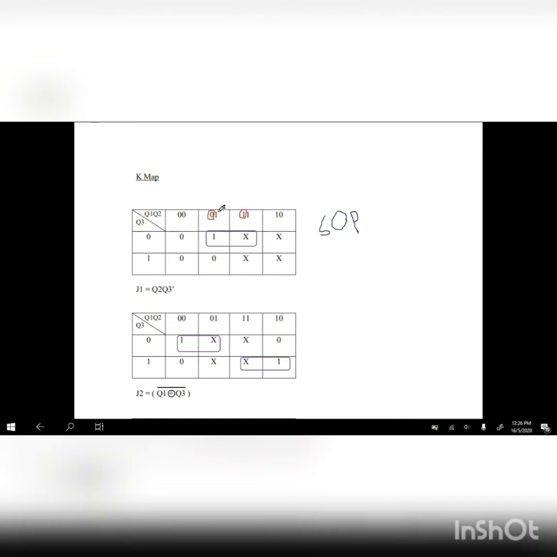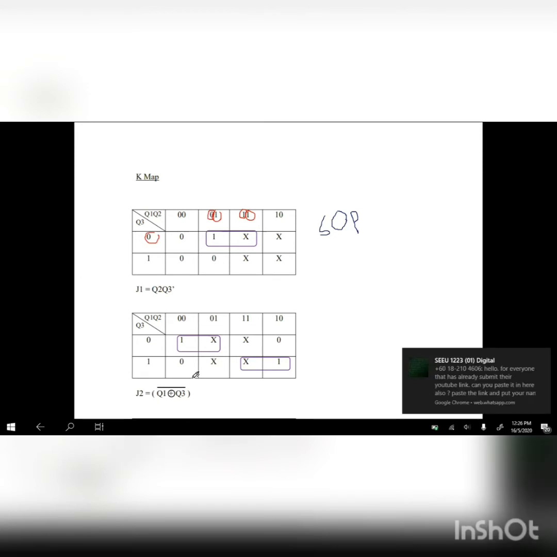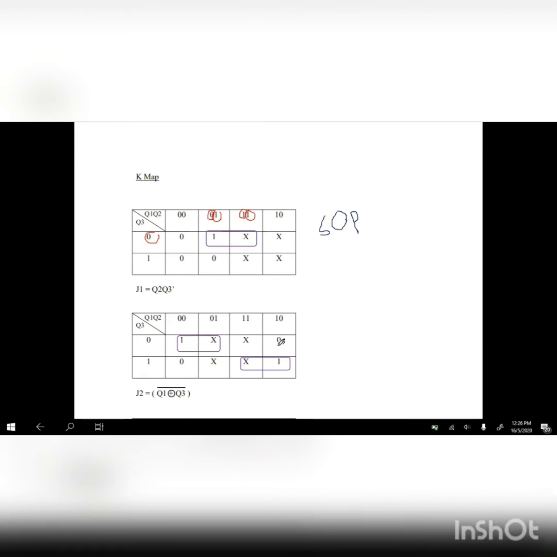How about this? 1 and 1. So we write Q2, and Q3 is at 0, so we write this as Q3 prime. Okay, let's look at the second one.